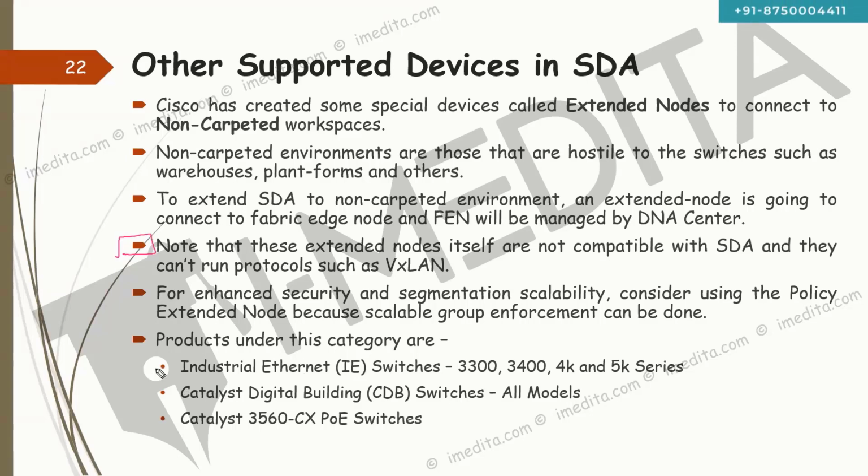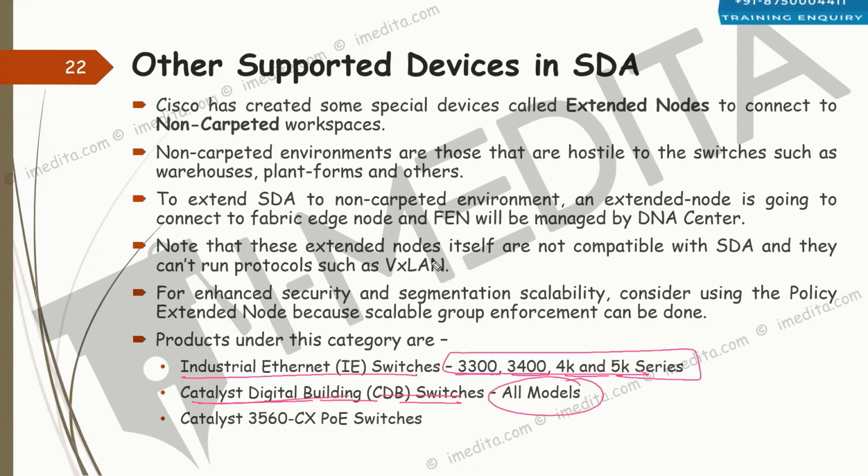These are the devices that come under the extended node category. Industrial Ethernet switches are there, 3300, 3400, 4000, 5000. These are some industrial Ethernet switches. Catalyst digital building switches, CDB switches, all the models of the Catalyst digital building switches are considered extended nodes. And then we have Catalyst 3560 PoE, some switches that can be considered extended nodes.